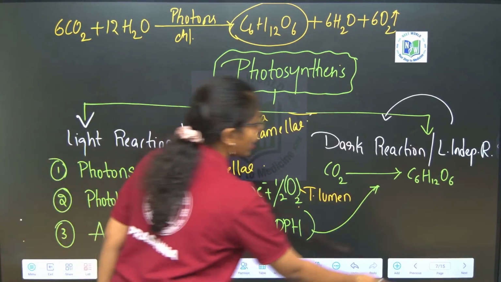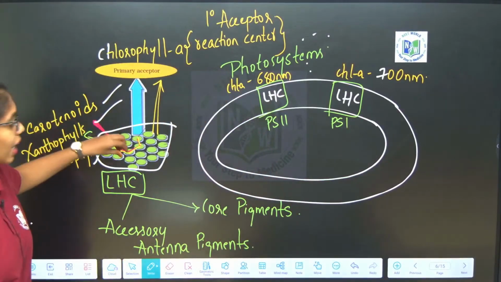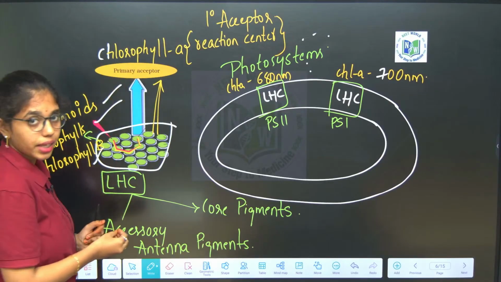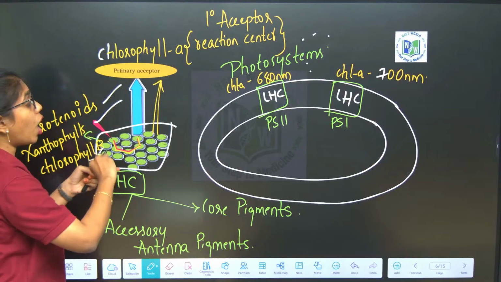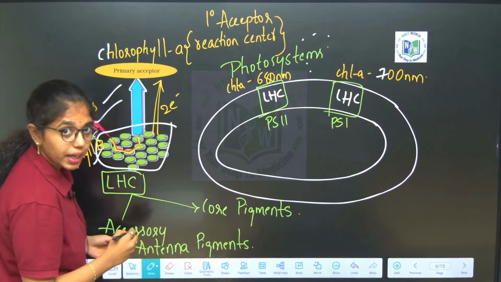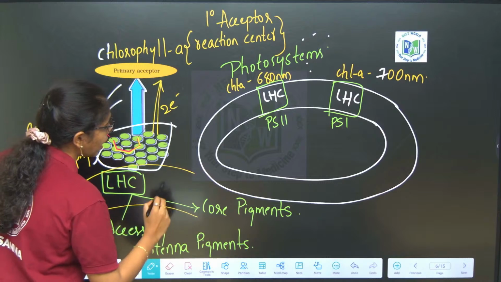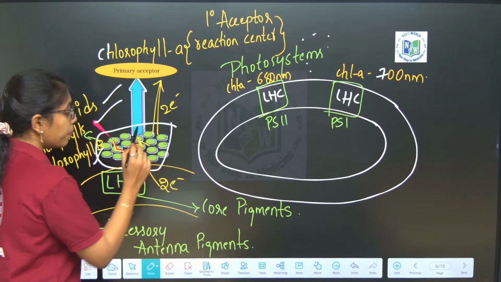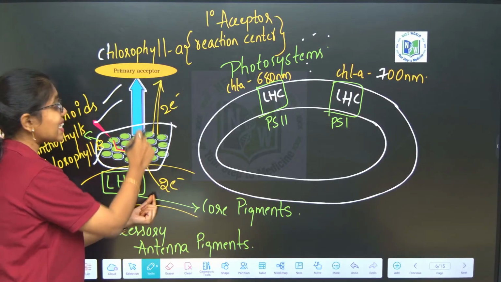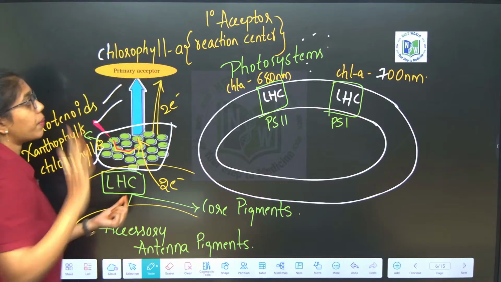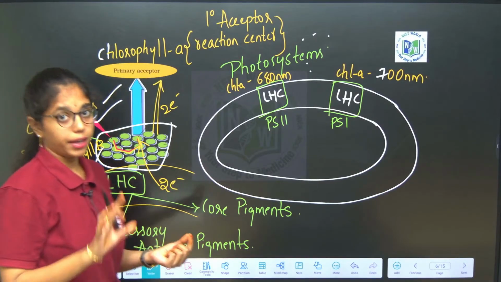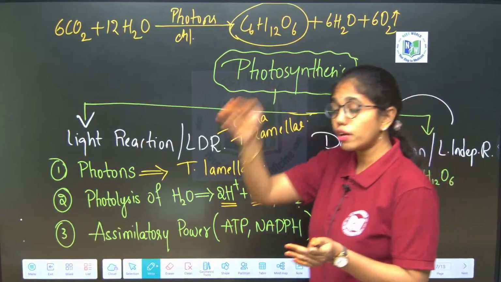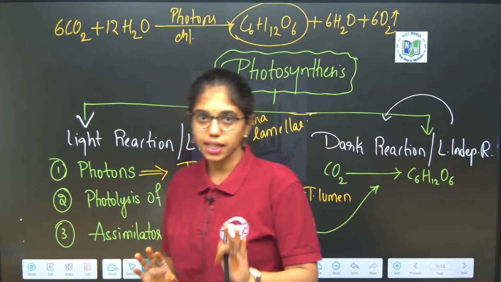Immediately after absorption of light, the accessory pigments transfer the energy to the reaction center, but this continuous, uninterrupted supply of electrons is happening because of the photolysis of water. The electrons which are released into the lumen will act as a continuous supply to the primary acceptor, that is chlorophyll A. Do remember that, that is the main purpose of photolysis of water. And how that electron flow happens, we are going to learn under the Z scheme now itself.